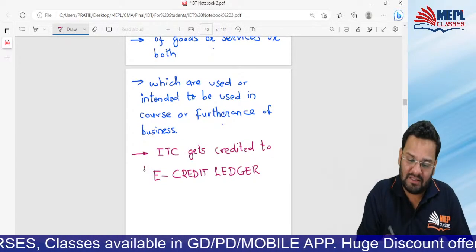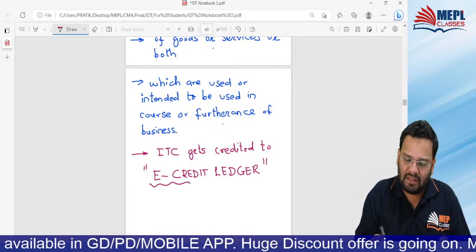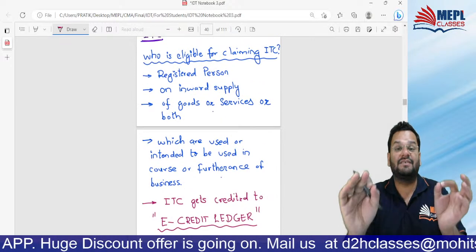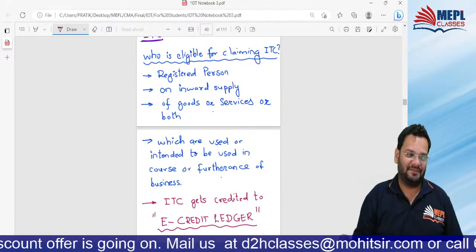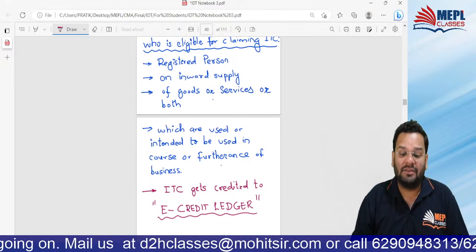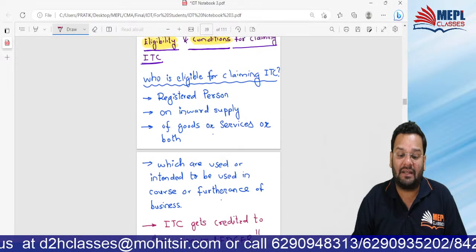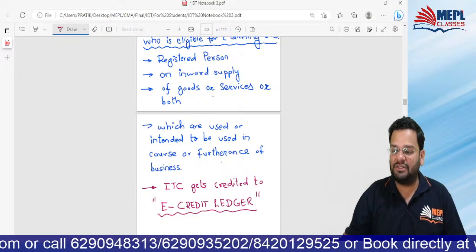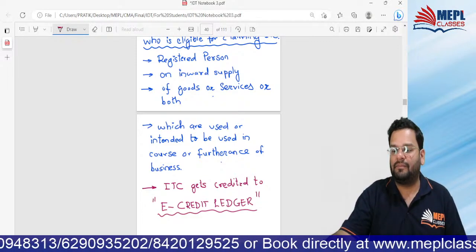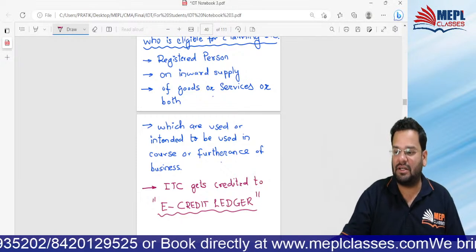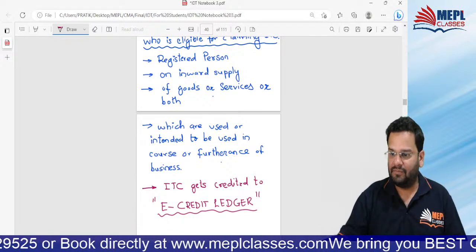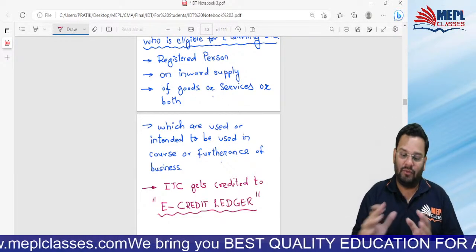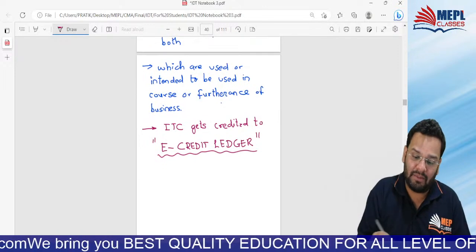Getting it? So ITC gets credited to the e-credit ledger. Is it clear? But guys, what are the conditions for claiming this ITC? There should be some conditions, isn't it? So shall we check the conditions to claim ITC? Yes, let's check them now. Two brand new conditions are added to claim ITC.